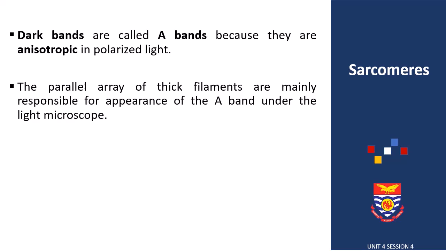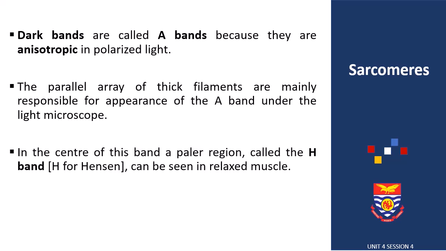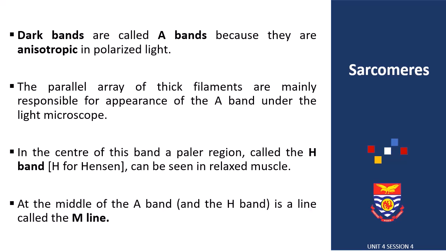Under the light microscope, the parallel array of thick filaments are mainly responsible for the appearance of the A band. And in the center of the A band, there is a pale region, and this region is referred to as the H band, and H implies Hensen, and this can be seen in relaxed muscles. So this H band represents an area of thick filaments that are not overlapped by thin filaments. So at the middle of the A band or the H band is a line called the M line, and this is demonstrated in the figure in the next slide.